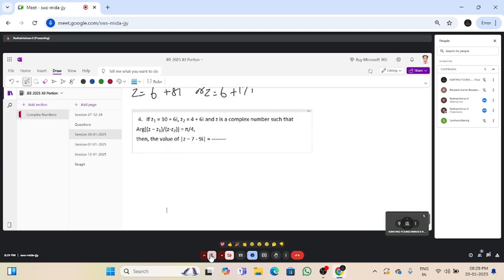Okay. So now Z1 equal to 10 plus 6i, Z2 equal to 4 plus 6i. And Z is a complex number such that arg of (Z minus Z1) by (Z minus Z2) equal to pi by 4. Then the value of mod of Z minus 7 minus 9i is what?